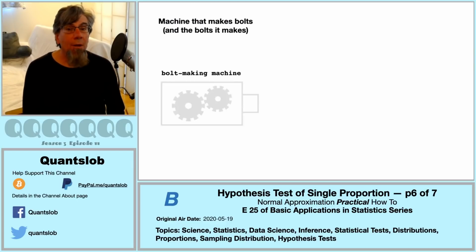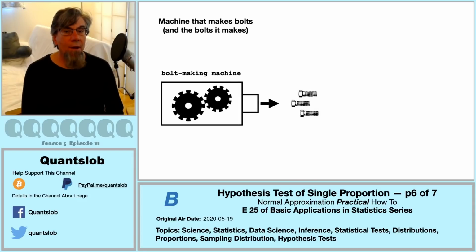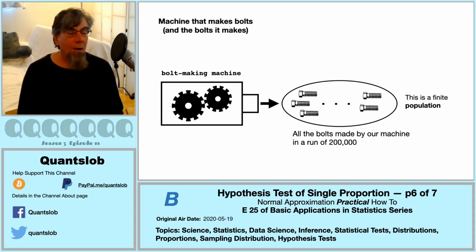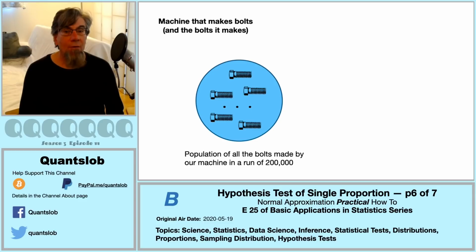So for this example, we're going to bring back an old Quantslob friend, our beloved bolt making machine, a machine which makes bolts. So isn't that nice? We got our bolt making machine. Remember that, harkening back to our foundational series? Okay, so let's say we have a batch run of 200,000 bolts. And so this is going to be our population of interest.